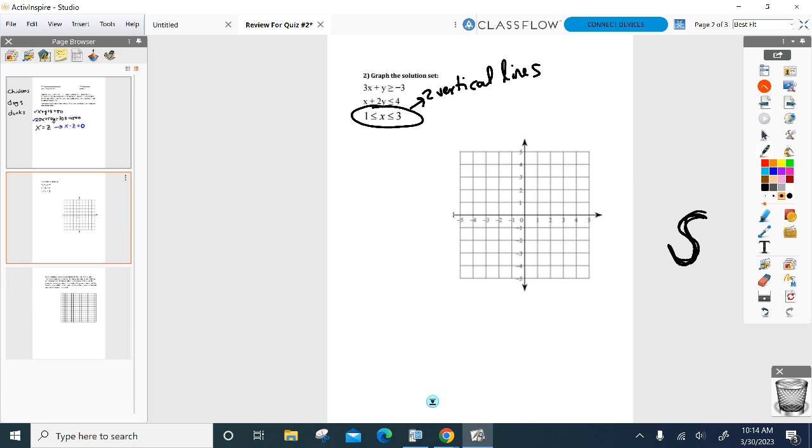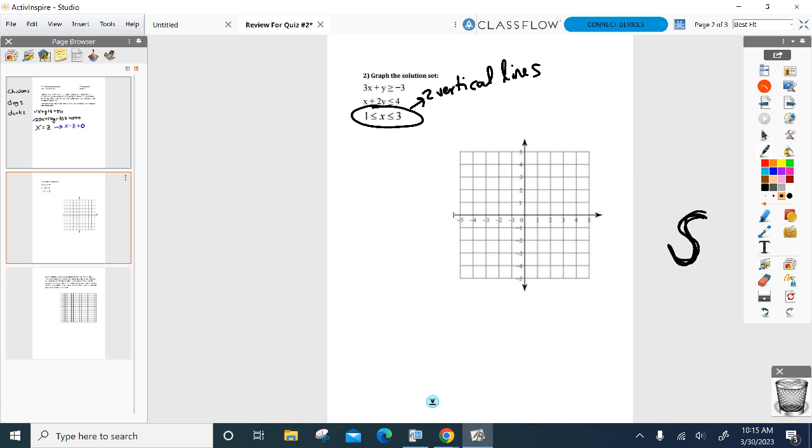Why? Why not? What would it become now, if I change this x to a y? I'm just saying now it's 1 is less than y is less than or equal to 3. Now it would be 2 horizontal lines. I'm just saying that's the only change I can make.